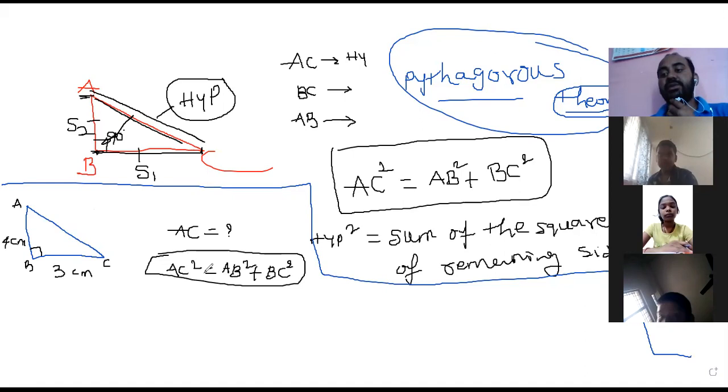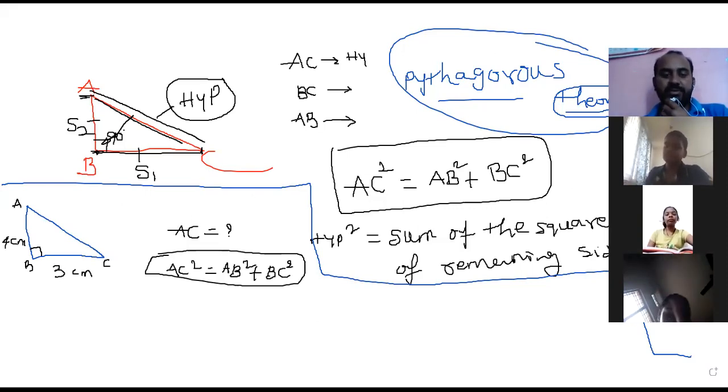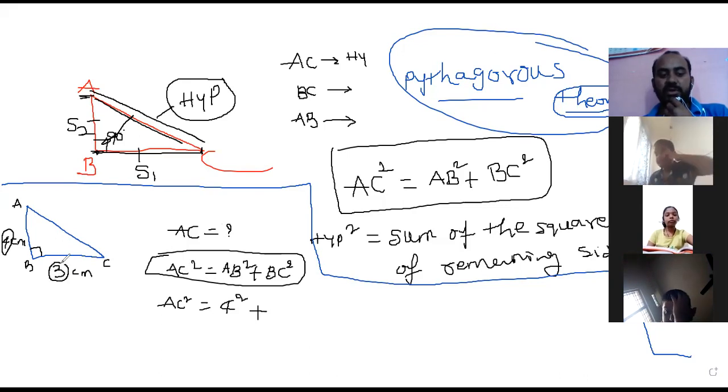First write the formula. Don't write everybody yet, I will give time to copy. First look here and try to understand. Do you want to find the AC value? Yes, the AC value I have to find. And do you know the AB value? Yes. A to B is 4 centimeters. Write 4 square plus. What is the BC value? BC value is 3. 3 square.